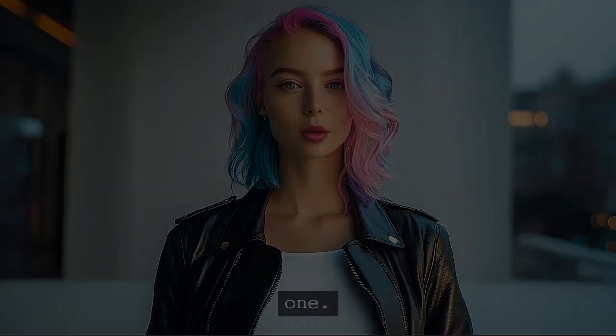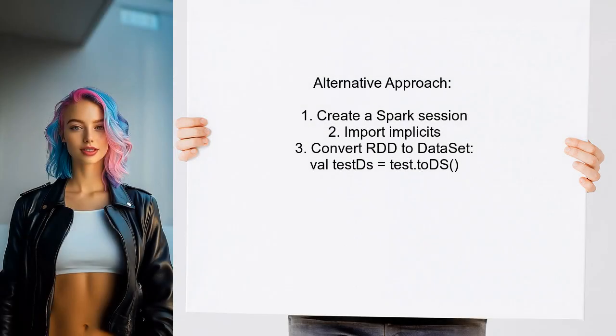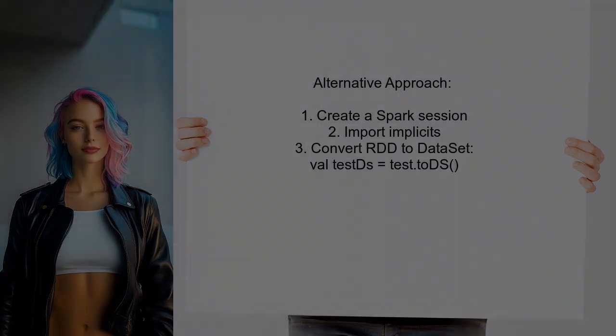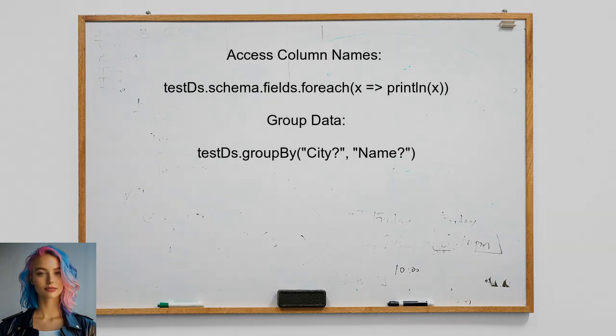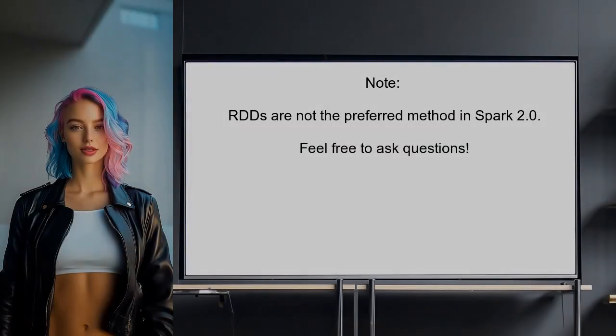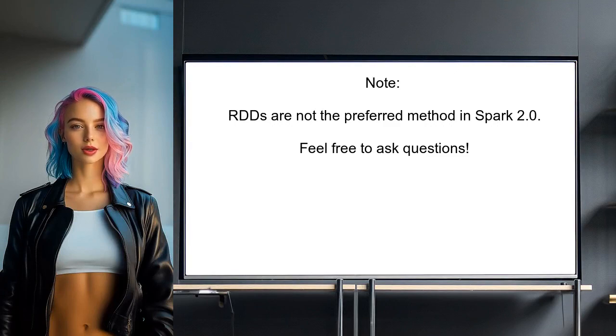Let's take a look at another one. An alternative approach provided by a user involves converting your RDD into a dataset. First, you create a Spark session and import the necessary implicits. Then, you can convert your test data into a dataset using the toDS method. Next, you can easily access the column names of your dataset, which can be helpful for your operations. Finally, to group your data, simply use the groupBy method with the appropriate column names. The user notes that using RDDs is not the preferred method in Spark 2.0 and encourages you to ask any questions if needed.